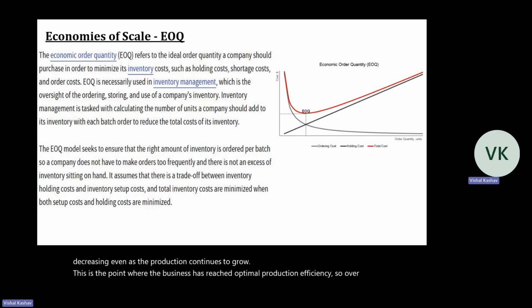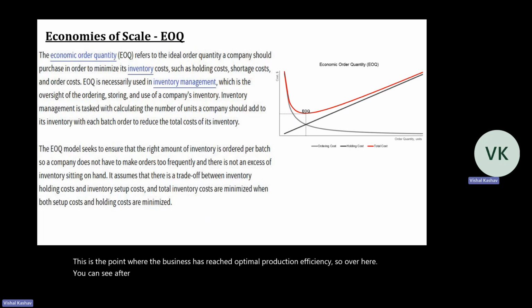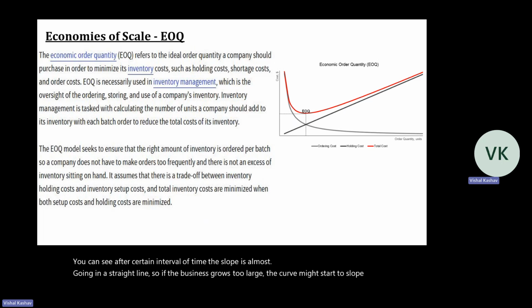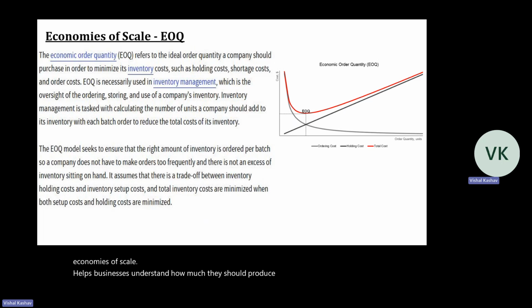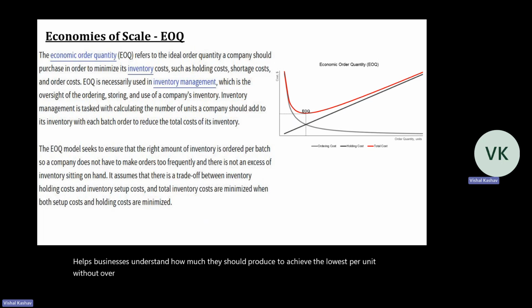So over here, you can see after a certain interval of time, the slope is almost going in a straight line. So if the business grows too large, the curve might start to slope upward, indicating diseconomies of scale. This happens when production becomes inefficient due to factors like management difficulties, overcrowding, or higher operational costs. The economies of scale graph helps businesses understand how much they should produce to achieve the lowest cost per unit without over expanding and facing inefficiencies.